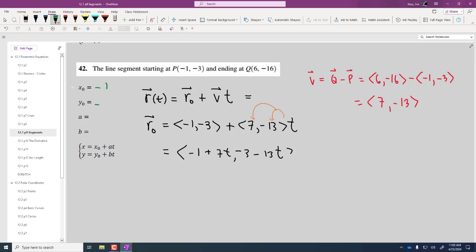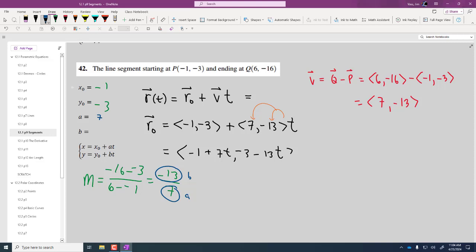You could say we're going to start at negative 1, negative 3. And then slope is going to be the change in y. And so you would do this kind of thing. Negative 16 minus minus 3, which is going to give us negative 13. And then 6 minus minus 1 gives us 7. And then this right here is the b, and this is the a. And that leads us to the exact same equation.